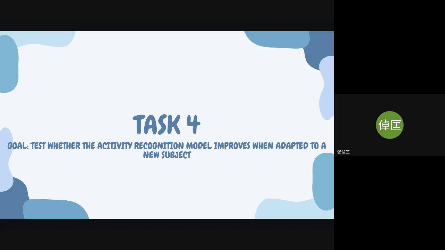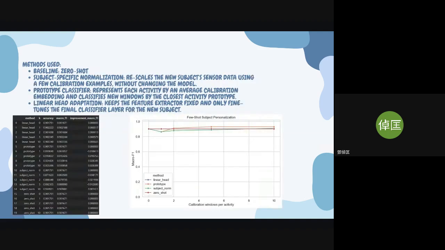Okay, so for task 4, the goal of this task is essentially to test whether our activity recognition models improve when we adapt to new subjects. Next slide, please. The different methods we use are zero shot, subject-specific normalization, the prototype classifier, and the linear allocation. Looking at the graph, you can see that the prototype, in the end after the 10th K, is performing the best.